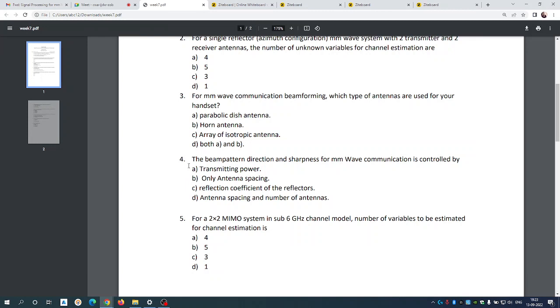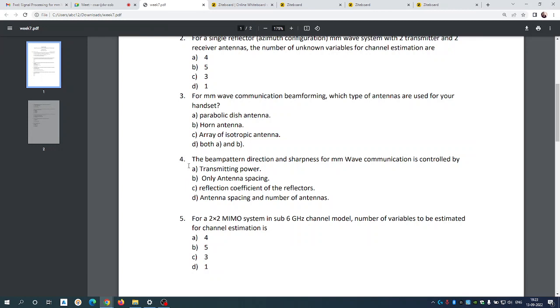And only antenna spacing. If we think about antenna spacing, probably we can change the beam direction, but we cannot control the sharpness. Like, for isotropic antennas, we just use equal distance and that is already defined. Everybody is equidistant with a distance d.